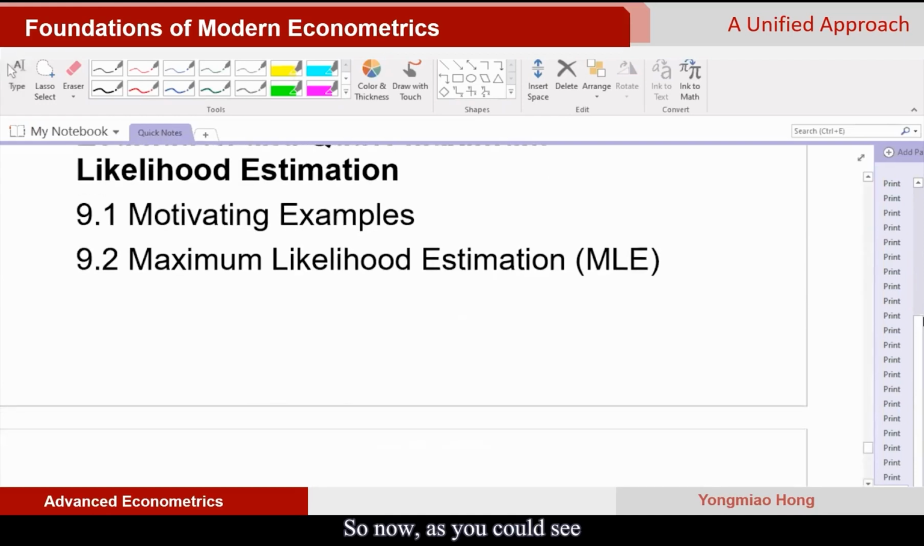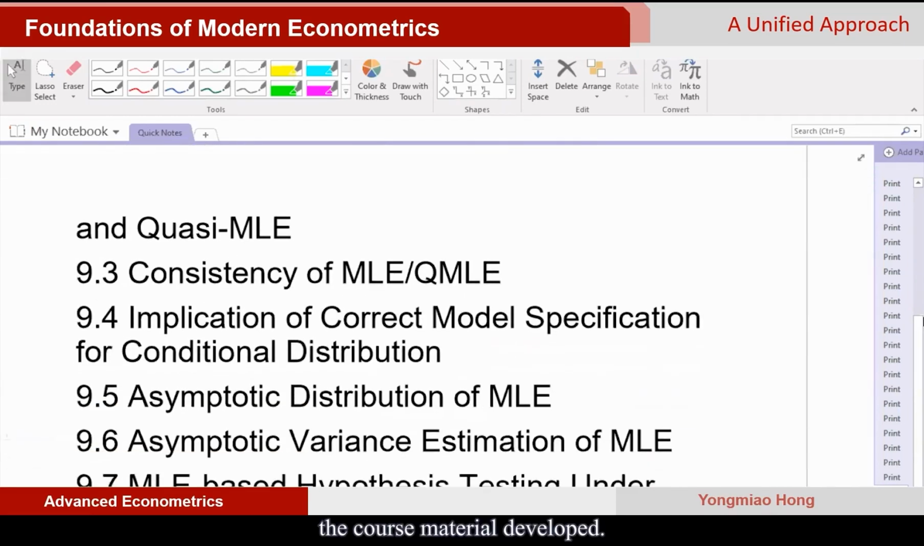So now, as you can see in how the course material develops, we start from regression. Regression is just the conditional mean. And then we extend it into the linear regression model, from the linear regression model into the nonlinear regression model, from the nonlinear regression model to the nonlinear moment model, from the nonlinear moment model to the nonlinear likelihood or nonlinear probability model. So the course material is developed in a sequential manner, right?